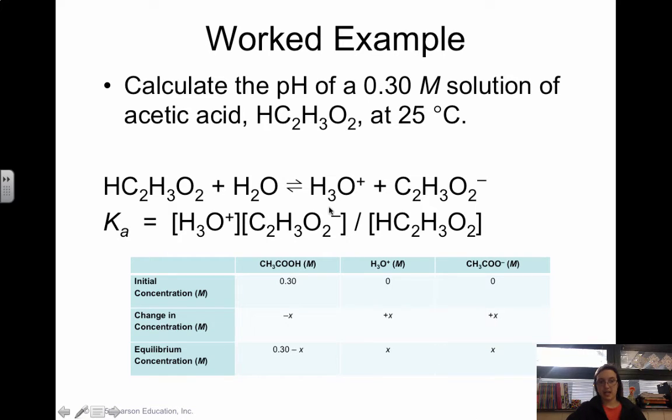Then we make an ice table. We have initial, change, and equilibrium. Our initial of acetic acid is 0.30. We don't have any ions to start. Now it doesn't give us anything else at equilibrium. We don't have pH. So what we have to do is use X's because we're trying to find pH. So minus x, and plus x, just like we did with ice tables. Then we do 0.3 minus x, and x.